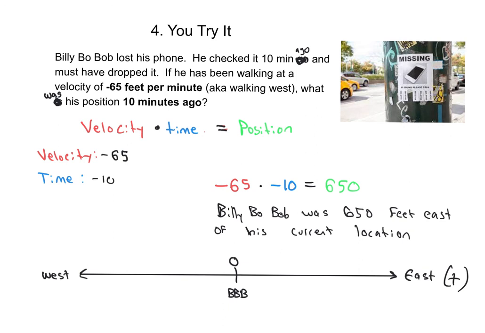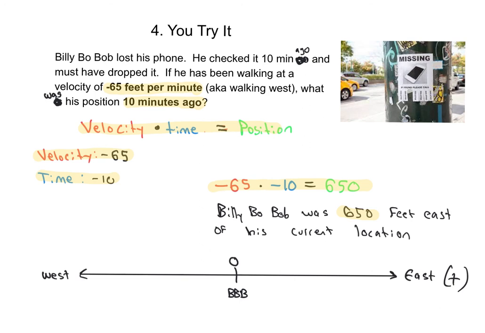All right, here's what I got. So if velocity times time equals position, I have our velocity, or I should say Billy Bo Bob's, at negative 65 feet per minute. Time is negative 10 because we are looking for the past 10 minutes ago. So here's my equation, negative 65 times negative 10, which means that he was 650 feet east of his current location.